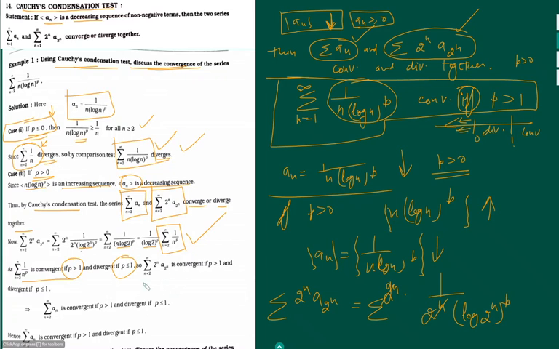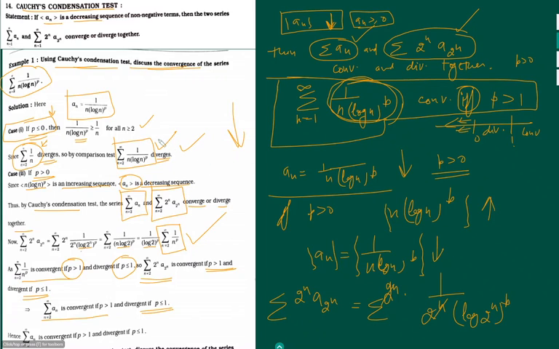So hence this series also is convergent for p greater than 1 and divergent for p less than or equal to 1. That means summation an is convergent if p is greater than 1 and divergent for p less than or equal to 1 by Cauchy condensation test. So we have proved that this series is convergent for p greater than 1 and divergent for p less than or equal to 1 using Cauchy condensation test.